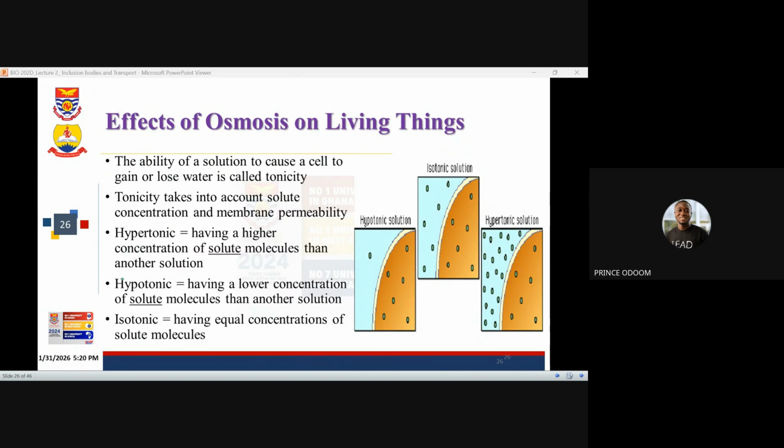Now we come to hypo, having a lower concentration of solute molecules than another solution. So hypo means it is having a lower. So it means that there are instances where one solution is hypertonic to another, but it might be hypotonic to another solution. Are we getting it?